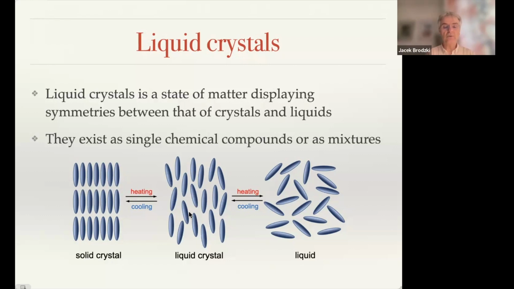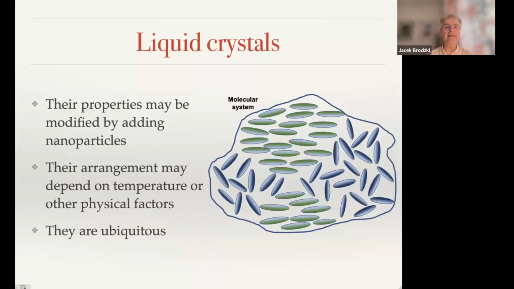Then, as you heat or cool them, the order that you see disintegrates, and in the least organized state, they share properties with liquids. So on one end of their behavior, they look like crystals. On another end of their behavior, they are essentially liquids. And the liquid crystals are ubiquitous.